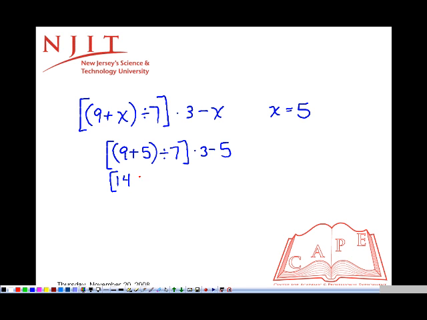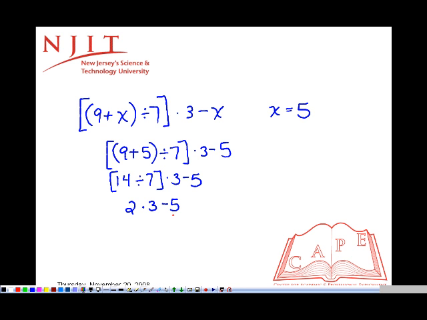And let's just rewrite everything else. We have 14 divided by 7, close bracket, times 3, minus 5. Now we have to do the next set of parentheses, which is the 14 divided by 7, which is simply 2. So you got 2 times 3 minus 5. Okay, so we took care of all the parentheses.